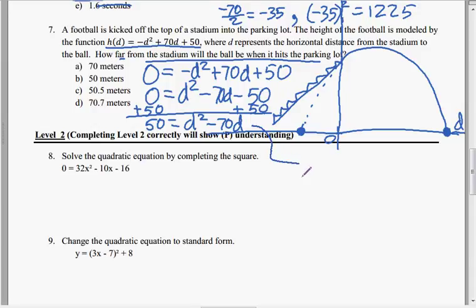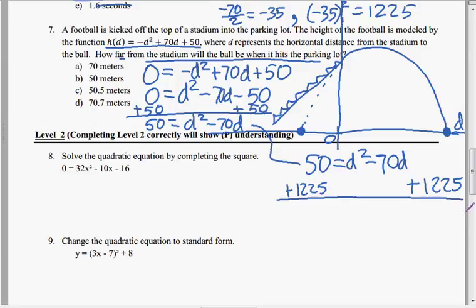So I'm going to come down here. I'm going to recopy that because I'm running out of room. 50 equals d squared minus 70d. And I add 1225 to both sides. I get 1275 equals d squared minus 70d plus 1225.